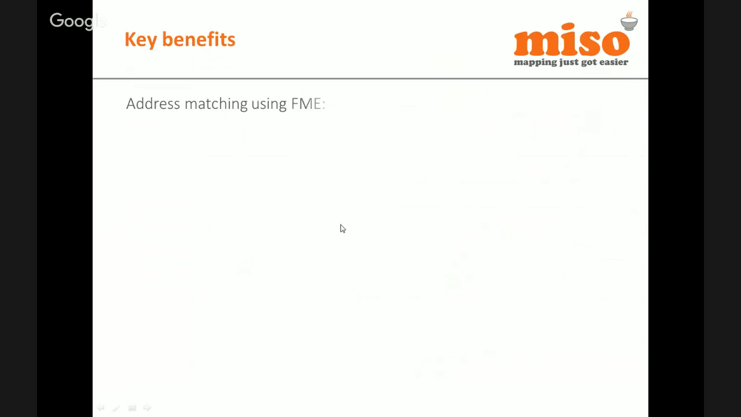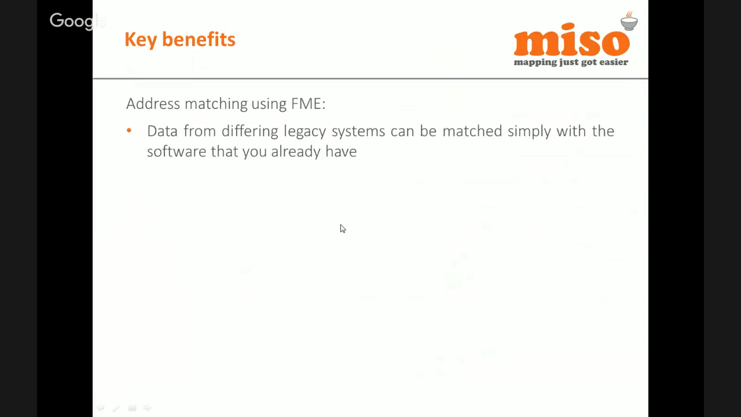Okay. Key benefits. So as I said right at the beginning, you can connect to lots of different legacy systems, maybe older systems. FME's been around for a couple of decades now, so it will definitely be compatible with some of the older systems that you might have. Match the data simply and then send it back out to those systems, or have one key repository.